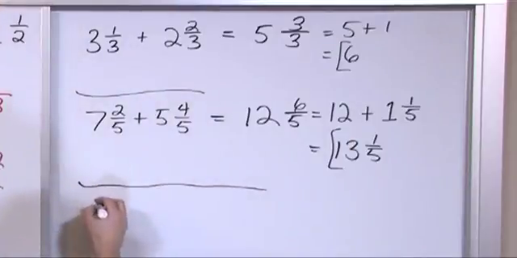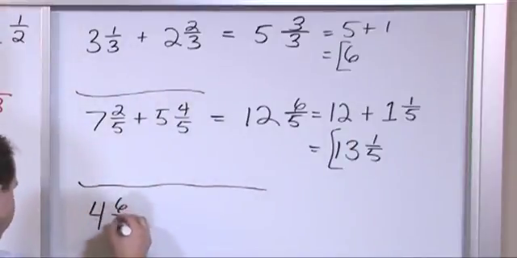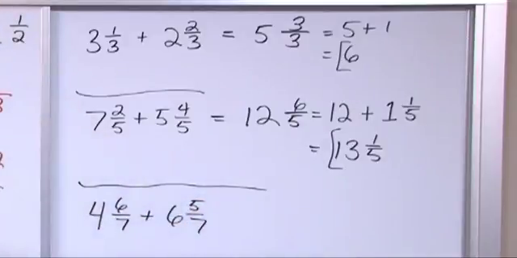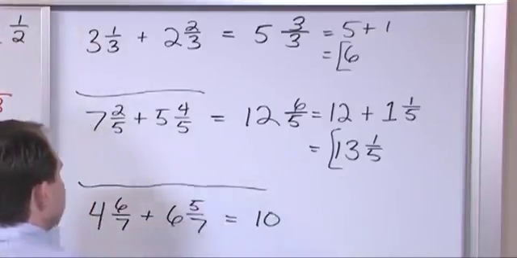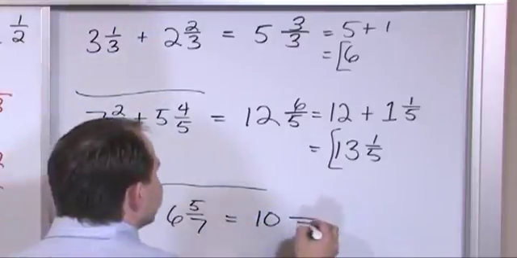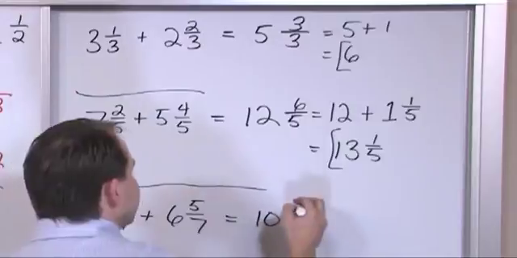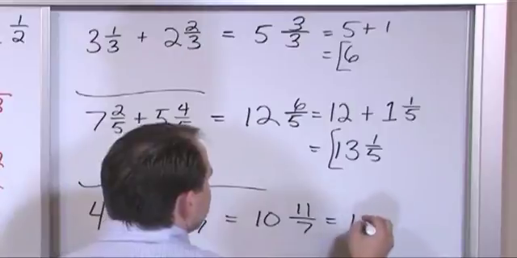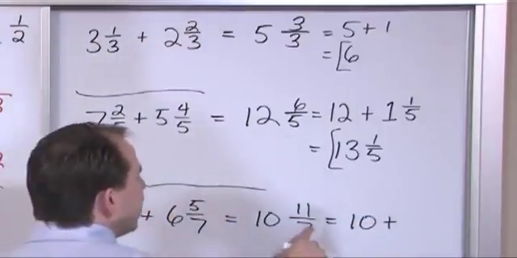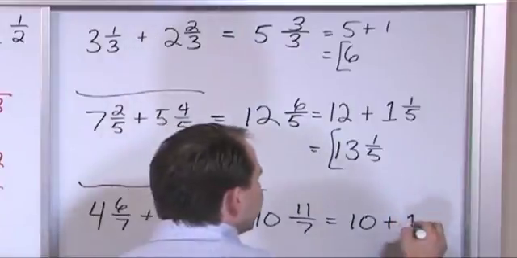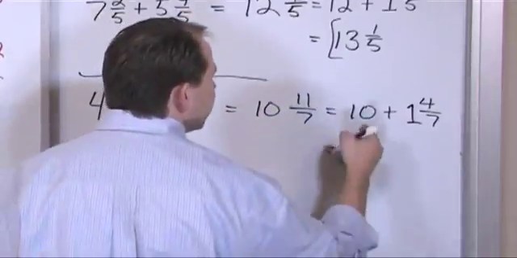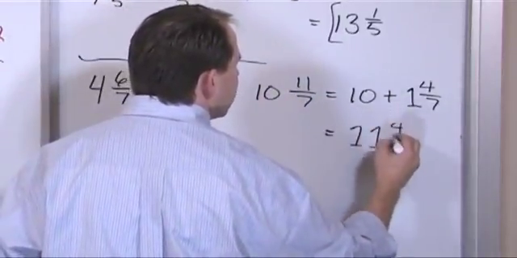All right, let me do one more this way, and then I'll show you another way to do these problems. 4 6/7 plus 6 5/7. So we have 2 positive fractions. 4 plus 6, these are the whole numbers, is 10. And this fraction is all over 7, so we'll keep that. 6 plus 5 gives us 11. So we've basically done the answer here, but for this fraction, let's write 10 plus, just to make it clear. How many times will 7 go into 11? It'll go 1 time with 4 left over, so we'll write it out of 7, 1 4/7. So ultimately, the 10 plus 1 will give us 11 4/7.